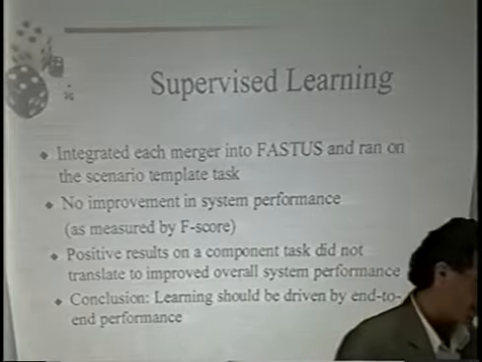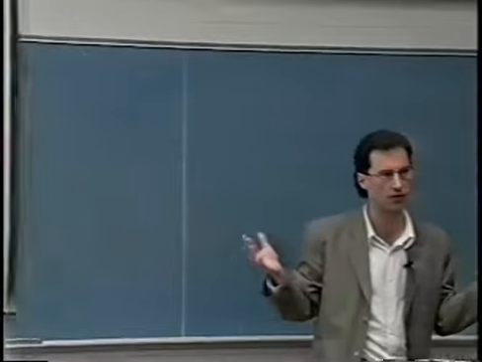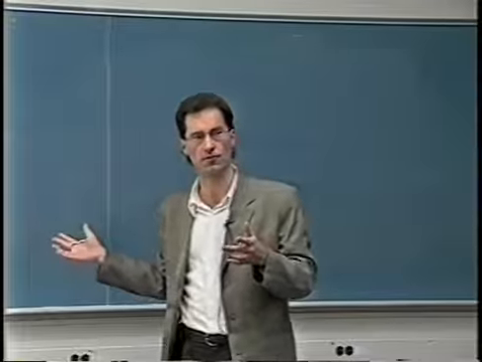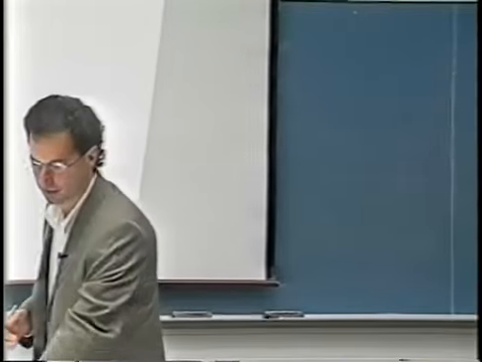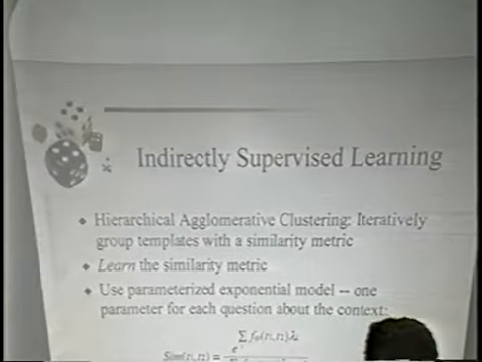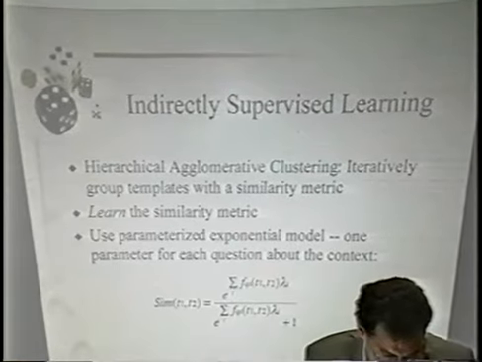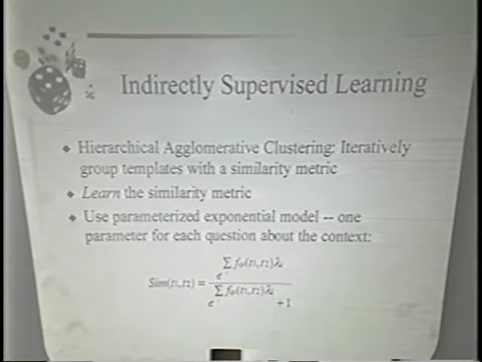In any case, at this point, I thought, okay, well, if we're interested in improving our F-score, given this experience we've had, we should have F-score driving the learning process. So I tried something called indirectly supervised learning. So the idea is you have a little parameterized model embedded in a system, but you're trying to train that model from end-to-end system results.